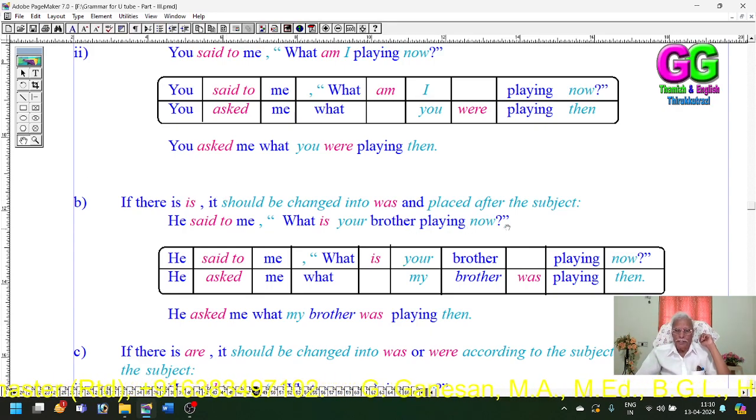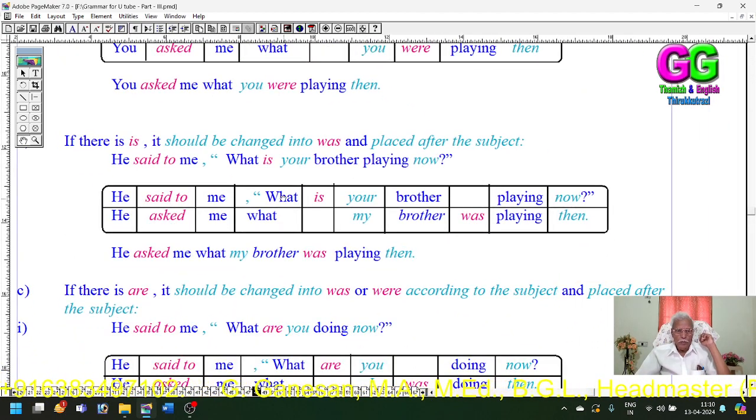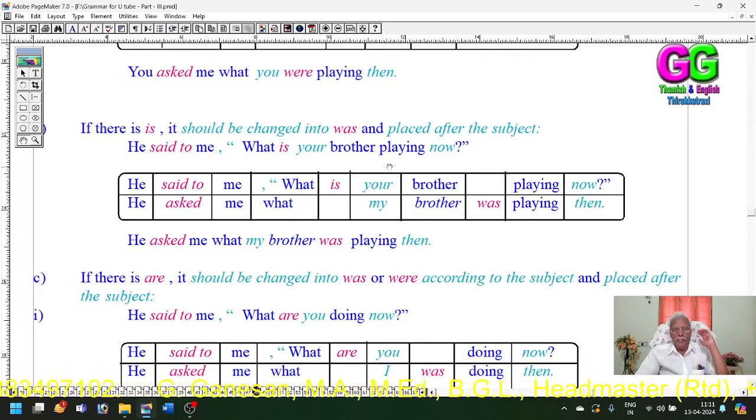He said to me, what is your brother playing now? Said to is changed to asked, what, quotation, small letter. Is has been changed into was and placed after the subject. You are the second person, refers to the speaker, I mean, me. The first person singular possessive is my. So, your has been changed into my. That's all regarding play, no change. Regarding the adverb, now has been changed into then. So, he said to me, what is your brother playing now? He asked me what my brother was playing then.